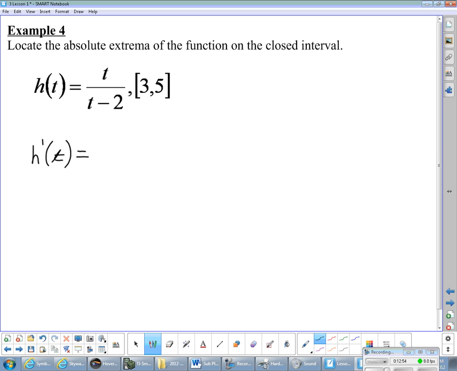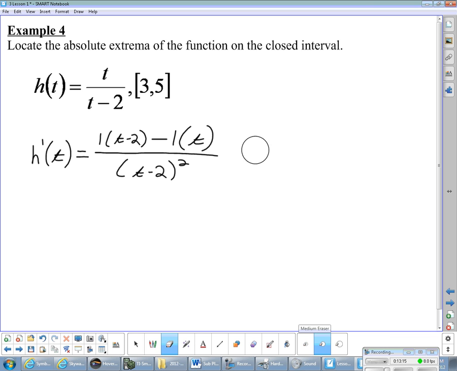So derivative of the top is 1 times the bottom, t minus 2, minus, don't forget it's subtraction there in the quotient rule, derivative of the bottom, which is 1, times the top. See how nice that is? All over the bottom, t minus 2 squared. Now we're going to simplify this before we set it equal to 0. Actually, I've been doing that in the same step here, so let's do that in the same step. So set it equal to 0, but simplify.